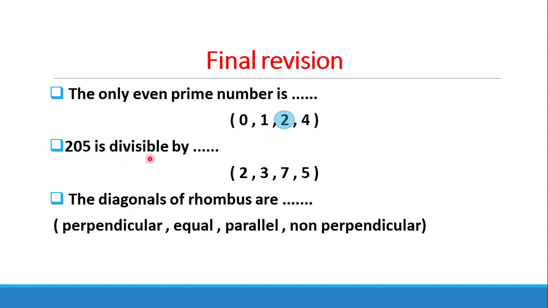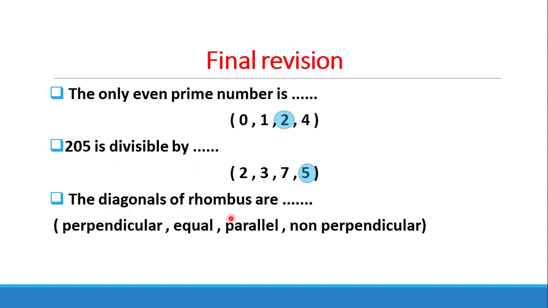205 is divisible by, look at the units. We have 5 in the unit, so this number is divisible by 5. It's very easy. If the unit is 0 or 5, this number is divisible by 5. If you want a number divisible by 2 and 5 at the same time, the unit should be 0. So here 205 is divisible by 5.